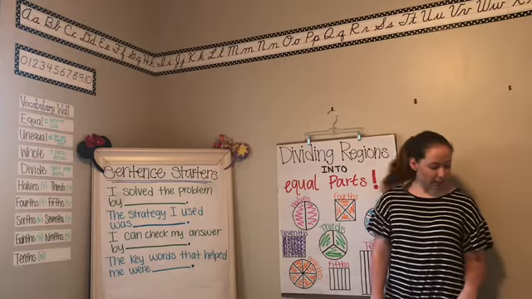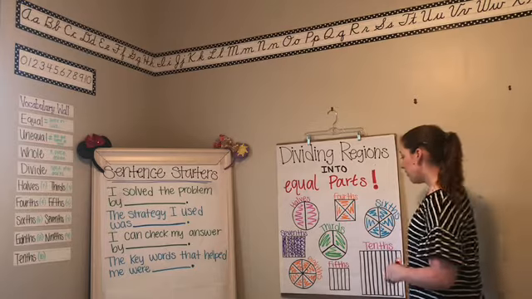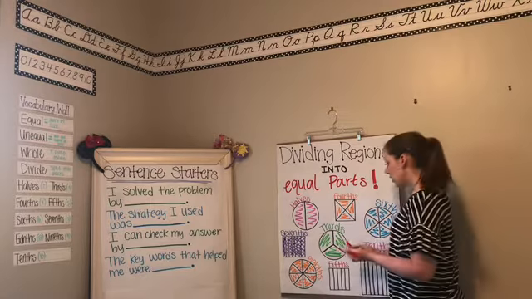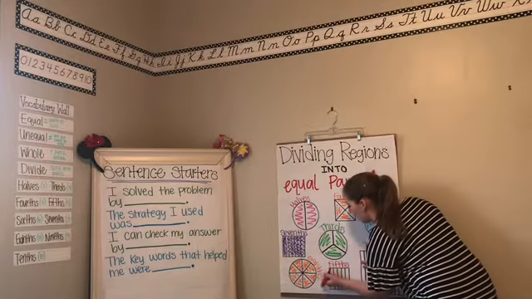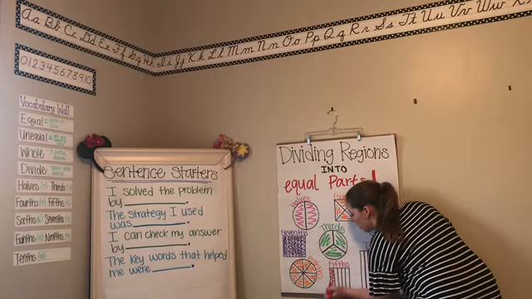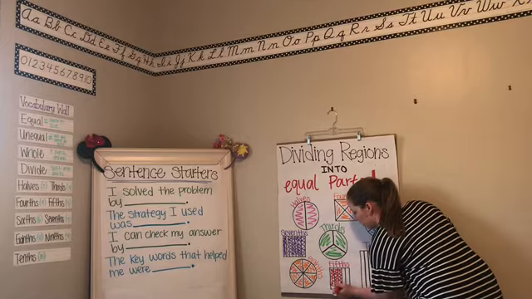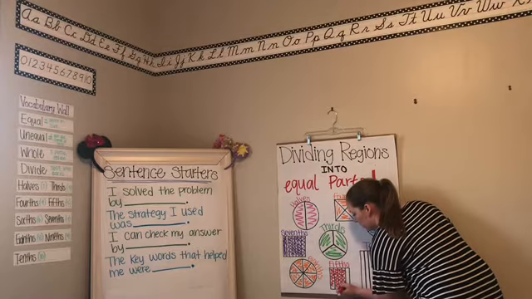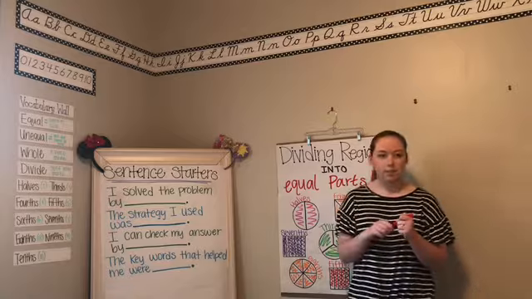All right, now we have another one. We have a box or a square that was divided into fifths. So let's check and see if it's divided into 5 equal parts. Let's see. Let's count together again. We have 1, 2, 3, 4, 5. So we have 5 equal parts.